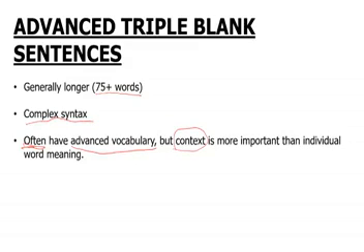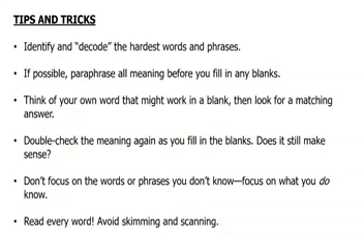So, with that in mind, let's go through a few tips and tricks to use once you've identified a triple blank sentence by its traits. There are 6 major tips and tricks I want you to bear in mind as you solve these advanced triple blank questions. First, you want to really zero in on the hardest words and phrases. Those can be the real blockers to your understanding, so try to decode those first. Next, paraphrase all meaning before you fill in the blanks. So, make sure you understand the greater sentence before you drop those words in. Next, do try to think of your own word that might work in a blank, then look for that matching answer.